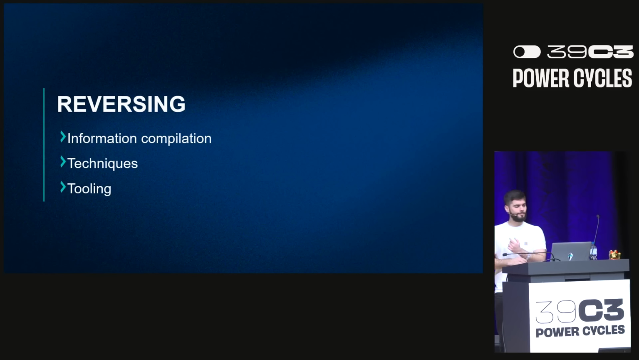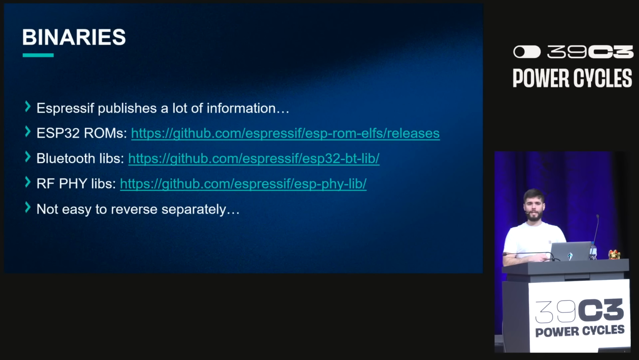So now we will move on to the reversing part. First of all, the first steps would be to gather all the public information we have on the chip. Espressif publishes almost everything that runs on the ESP32, and they do publish more than they need to. For example, we can find the ESP32 ROMs and the Bluetooth and radio frequency libraries directly in the SDK, and those ROMs usually come with symbols inside.